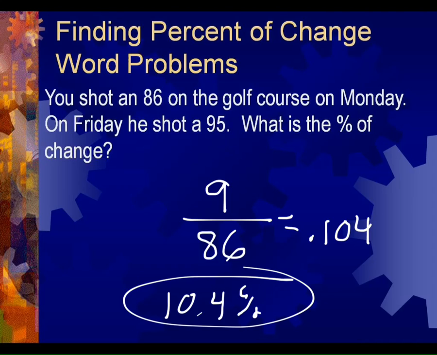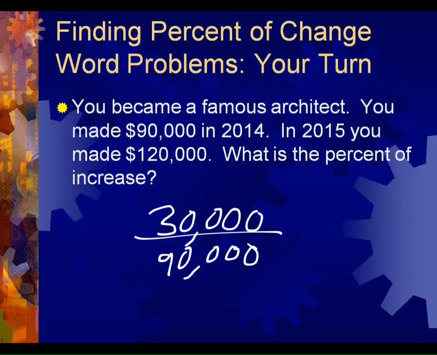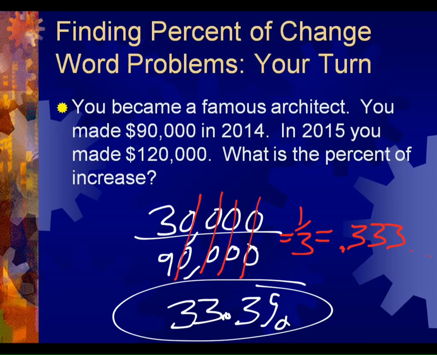You become an architect, you made $90,000 in 2014, you made $120,000 in 2015. What's the percent of increase? Well, it's a percent of increase. I got a $30,000 raise. I divide that by the original amount. Now I could actually just simplify this fraction, right? Because I can cancel the zeros. I get 3 over 9, which is 1/3. And 1/3 as a decimal, you should get like 0.333, and so on. Right. So I got a 33.3% raise, right? Okay. I made $30,000 more, I got a 33.3% raise.